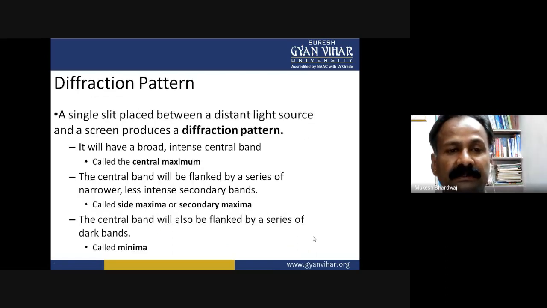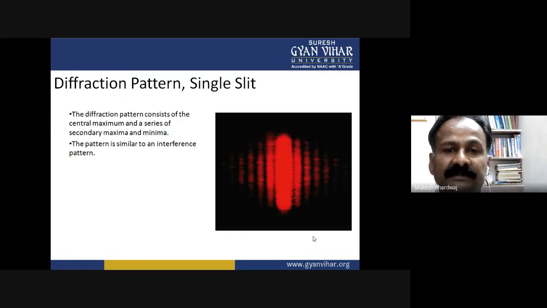Diffraction pattern: a single slit placed between a distant light source and screen produces a diffraction pattern. It will have a broad, intense central band called the central maxima. The central band will be flanked by a series of narrower, less intense secondary bands called side maxima or secondary maxima. The central band will also be flanked by a series of dark bands called minima. Diffraction pattern, single slit: the diffraction pattern consists of the following: central maximum, series of secondary maxima and minima. The pattern is similar to an interference pattern.